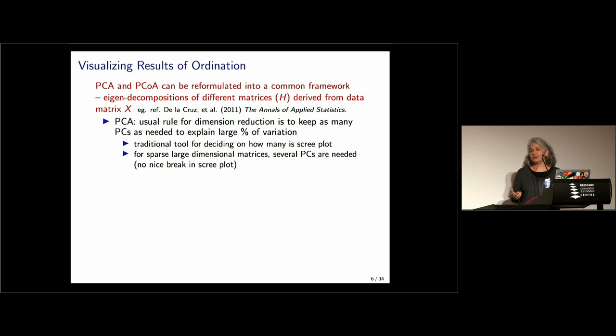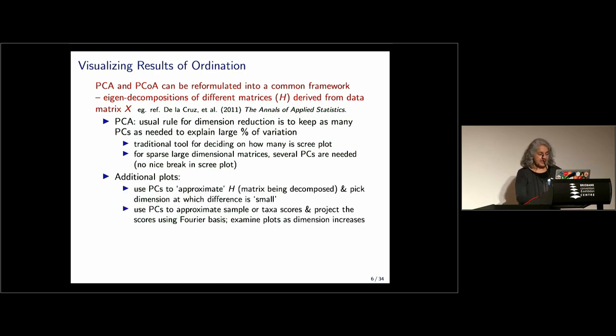And you go back to the old multivariate books and they say, oh, 90% of the variation needs to be explained. Well, when you have these huge dimensions, 90% might be at 50, 60, 70. That's not going to work. And as you look at these Scree plots, especially for real data as well as simulated data, you don't have a nice break in the data or in the plot. So we started thinking of additional plots.